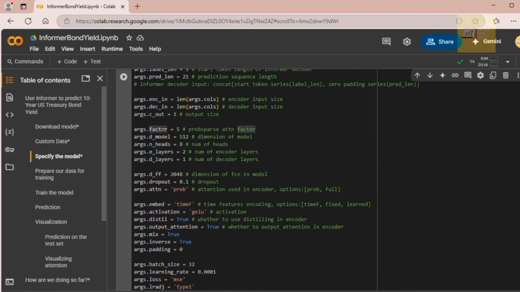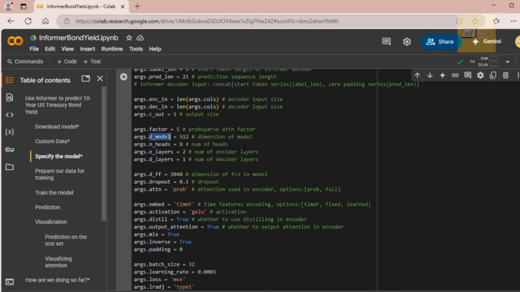Alright, let's move on to the next parameter, factor. The factor is 5. Recall that with ProbSparse self-attention, we want to take the dominant queries, and to determine how many dominant queries we want, we use this formula: the natural log of the total rows of matrix Q times C. C is the factor, and this is what this factor is referring to. The default value is 5, and we go with that.